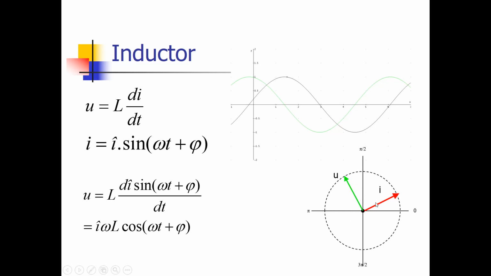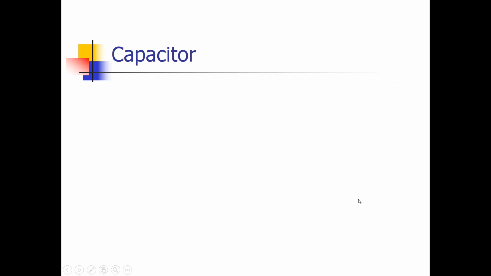But what is the important factor is that the voltage leads the current, so this angle is plus 90 degrees. Now let's look at the capacitor. For the capacitor, we know that I is C times du/dt.